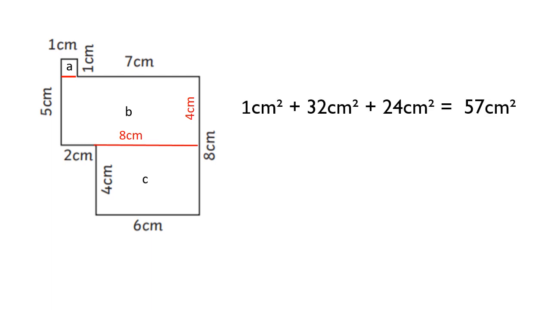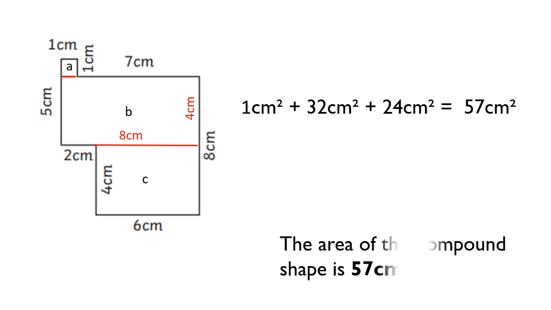So we come up with this addition sum. So you would do this in column addition. I've just done it nice and quickly. And we know that 1 plus 32 plus 24 gives us 57. So the area of this compound shape is 57 centimetres squared. So there are many different things that have to be done before you can get to the area of the compound shape, but all of it is completely doable, and when you stop and think, you are completely able to find the missing dimensions and ultimately to work out the area of the compound shape.